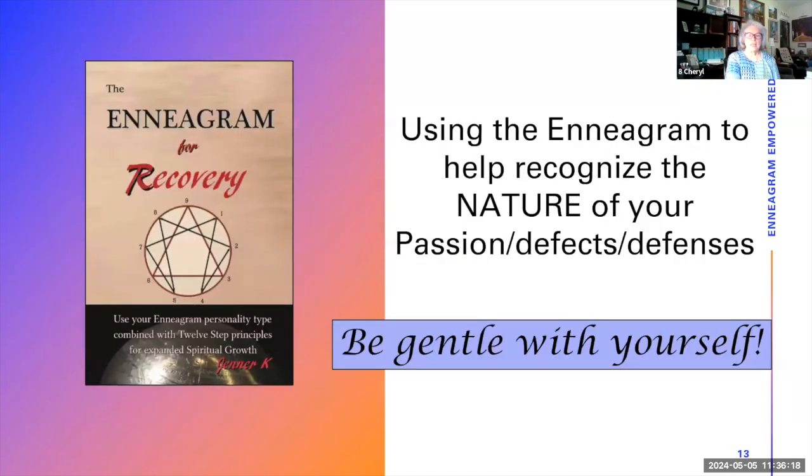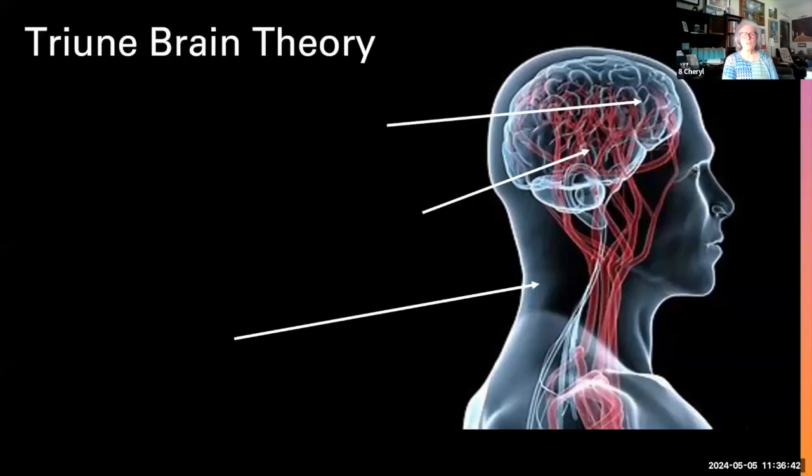All right. So this is using the Enneagram to help you recognize the nature of your passions, defects, or defenses. All 3 of those are what your passions mean in the Enneagram: your defects. Another way to say that is the defenses that the ego puts up because it believes that it should defend you, even sometimes from recovery. Okay. Triune brain theory.